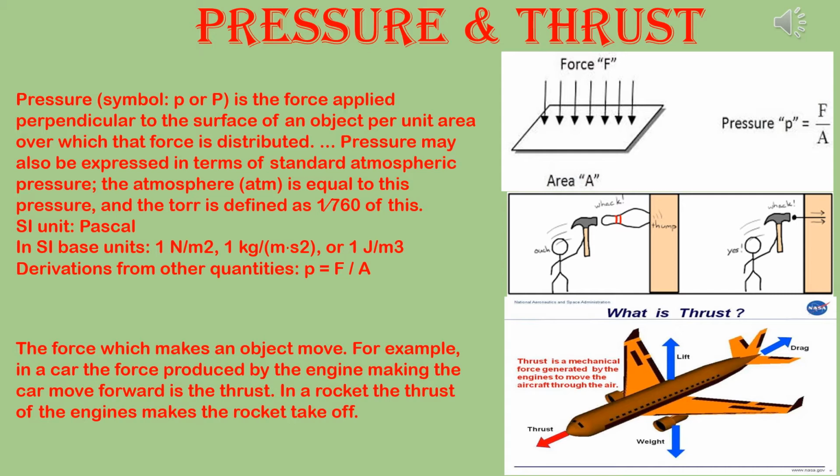The SI and CGS units of pressure are Newton per square meter and dyne per square centimeter. The SI unit of pressure is also called Pascal. Thus, 1 Pascal is equal to 1 Newton per meter square. Pressure of a liquid at a point we are going to discuss in the next slide.